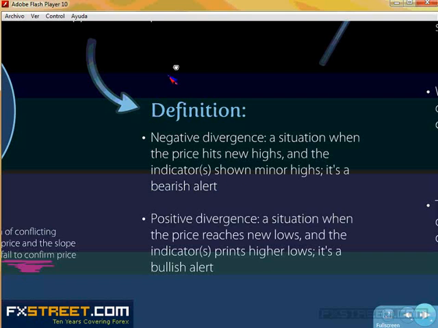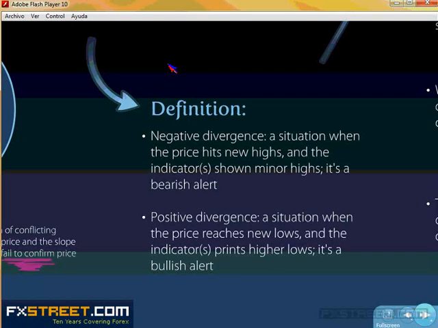The definition of divergence, the most common definition that we use: on one side we have negative divergence, a situation when the price hits new highs and the indicator or indicators show minor highs. So it's a bearish alert. And a positive divergence, a situation when the price reaches new lows and the indicator prints higher lows, so unconfirming the price action.